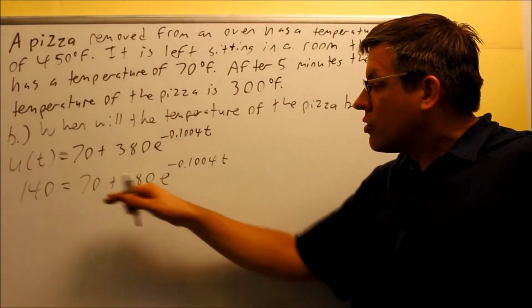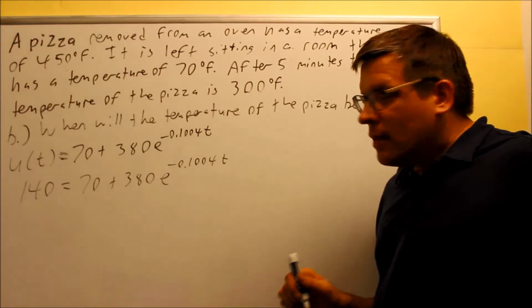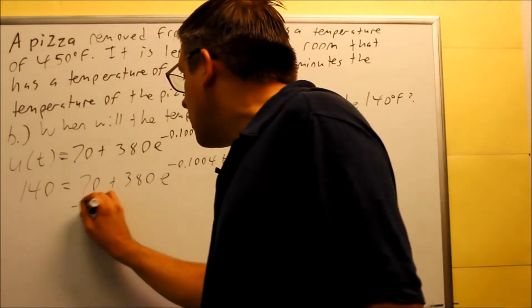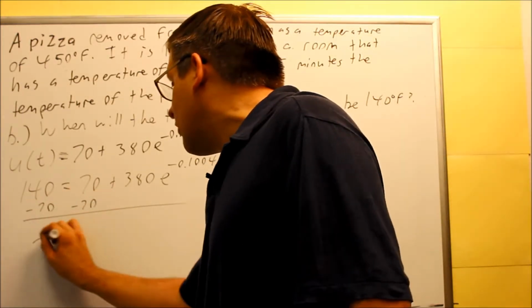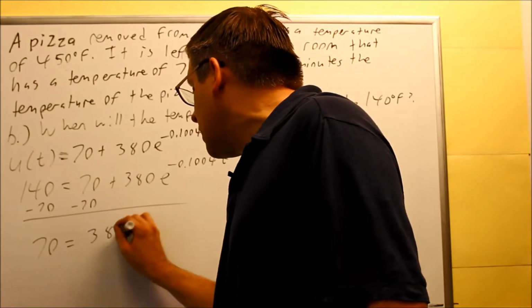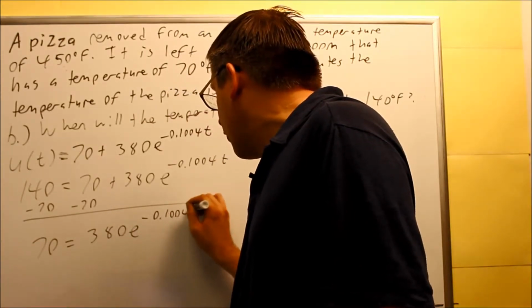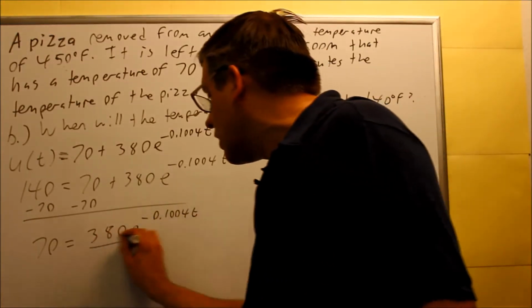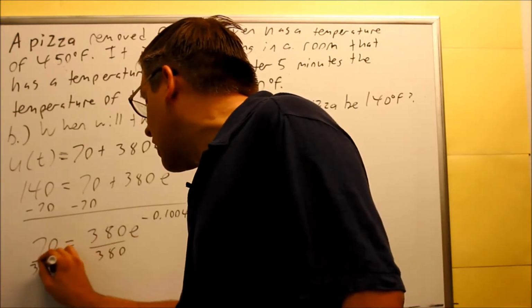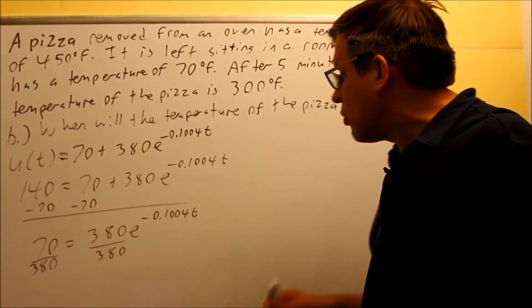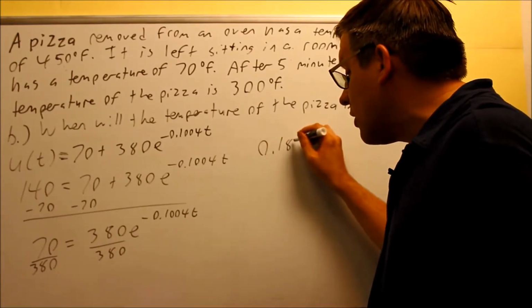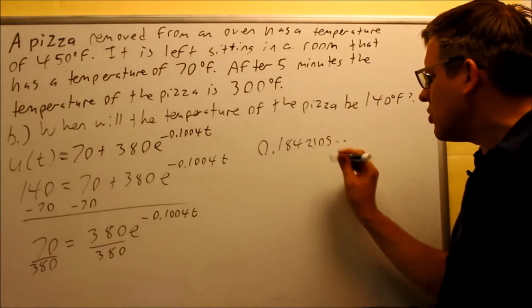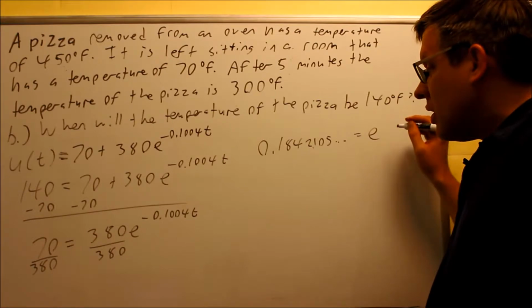Now we want to solve this for t. The first thing we need to do is subtract 70 from both sides. If I subtract 70 from both sides here, I will get 70 equals 380 e to negative 0.1004t. Next we want to get e by itself, so we want to divide both sides by 380. 70 divided by 380 doesn't go evenly. We get a decimal, 0.1842105 with some more decimals after it. That's going to keep continuing on there. That's going to equal e to the negative 0.1004t.